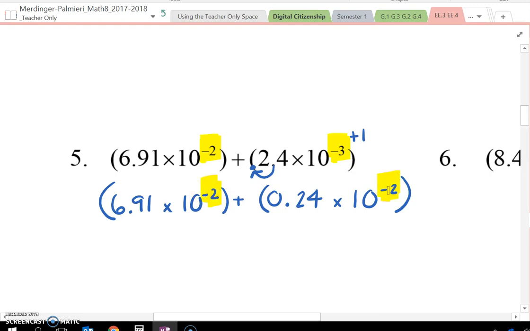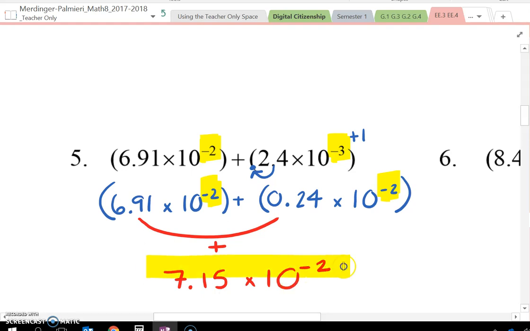So now I'm going to add my first factor, 6.91 plus 0.24, and that gives me 7.15, which is between 1 and 10. So this is times 10 to the -2nd power. And now this is complete.